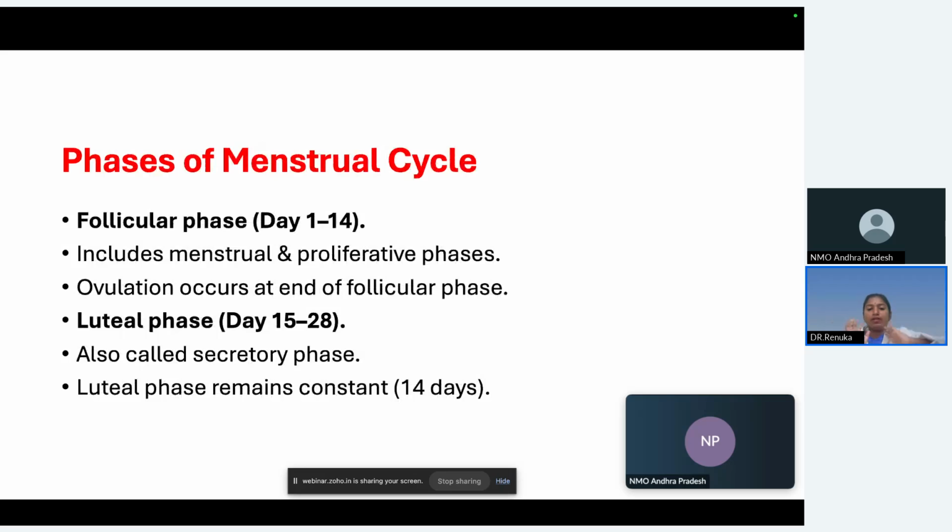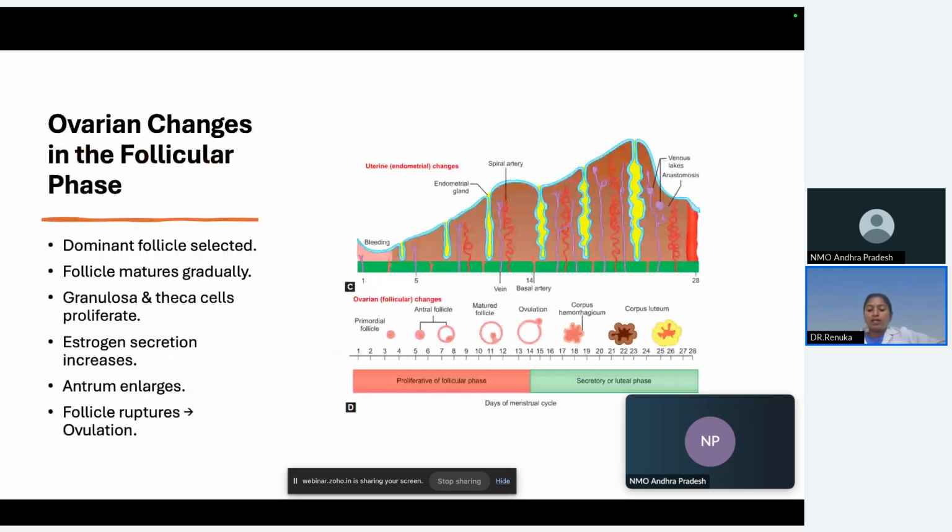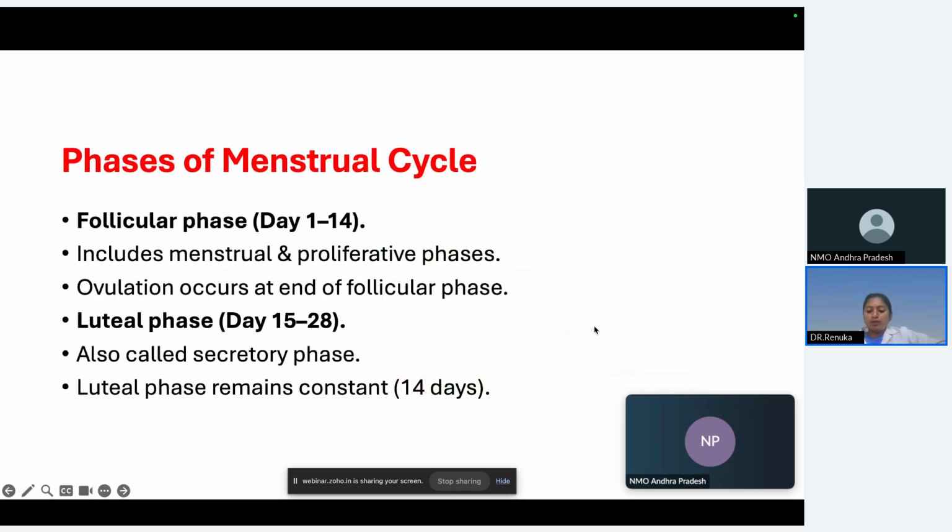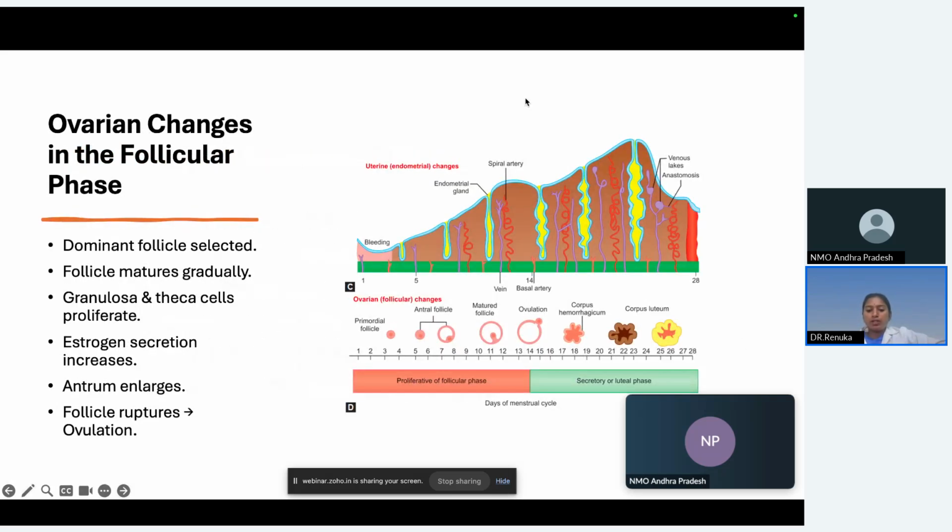Phases: two phases, the follicular phase and the luteal phase. In the follicular phase, there is the menstrual phase and the proliferative phase. The luteal phase is also called the secretory phase. What is the number of days? The luteal phase is constant, 14 days. We will just look at one picture and finish everything.